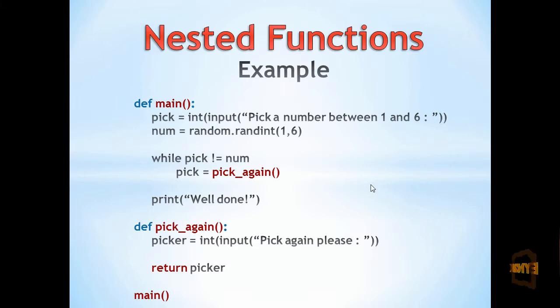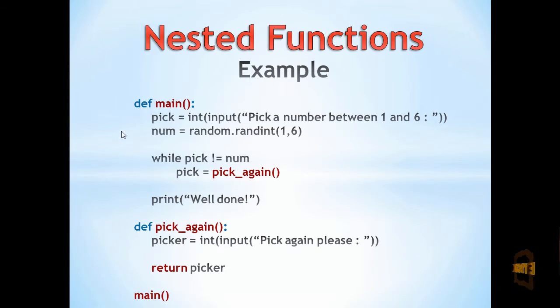Here's an example of a nested function in which we are calling another function from inside another. It is common practice to name the function in which you call the other functions main, so that you can see it's a main function automatically in which you call the others. First, we are defining the main function in which we call the others, then defining pick again, which we'll call from inside of it. We must remember to call the main function as well.